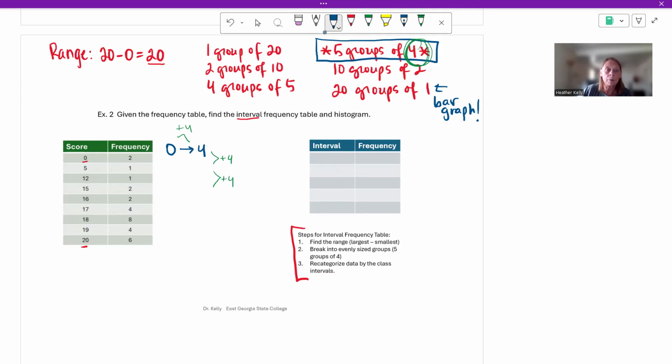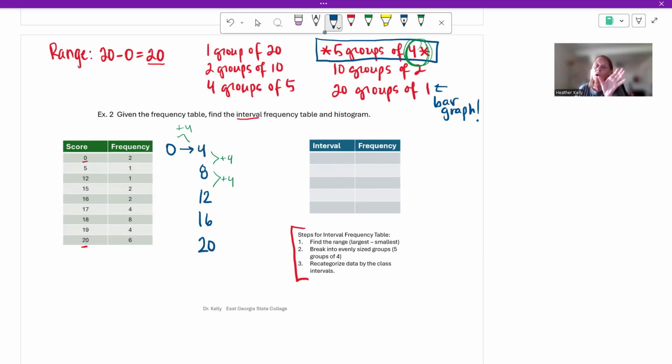So I'm not going to worry about any numbers underneath the 0. I'm only going to go down from this 4 until I get to 20. I'm going to start here and I'm going to go until I get to that last value. So 4 plus 4 is 8. 8 plus 4 is 12. 12 plus 4 is 16. 16 plus 4 is 20.